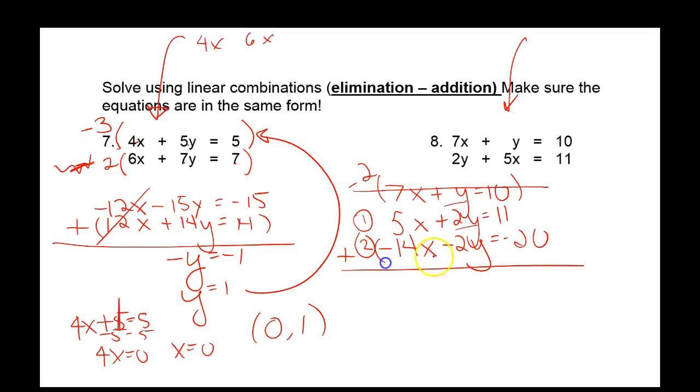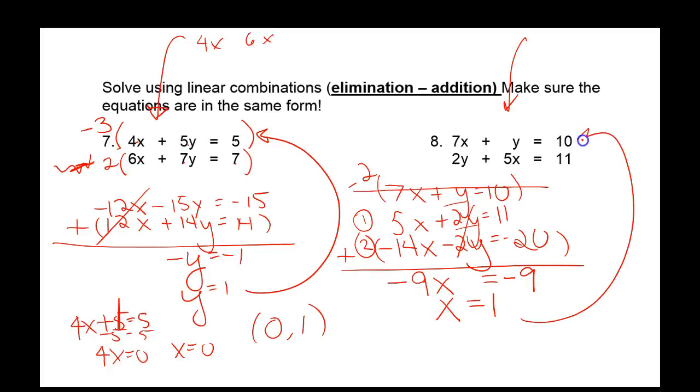Let's add those together. 5x minus 14x, -9x. 2y minus 2y, that's eliminated, equals 11 minus 20, -9. Therefore, x equals 1. I can take this back to either equation. I'll use the first. 7 times 1, 7 plus y equals 10. y will equal 3. So my answer should be (1, 3). Let's double check that. 6 plus 5 is 11. Yeah, that works.